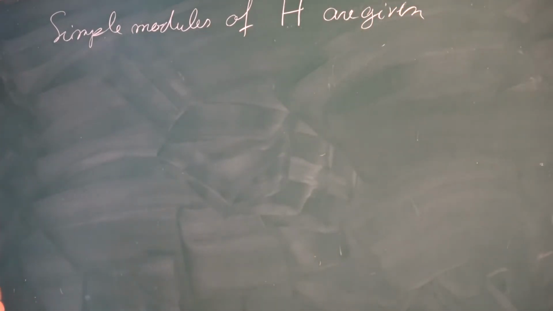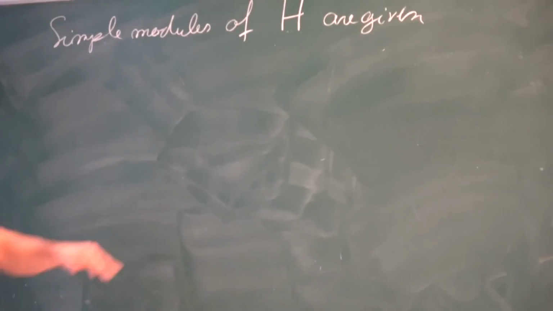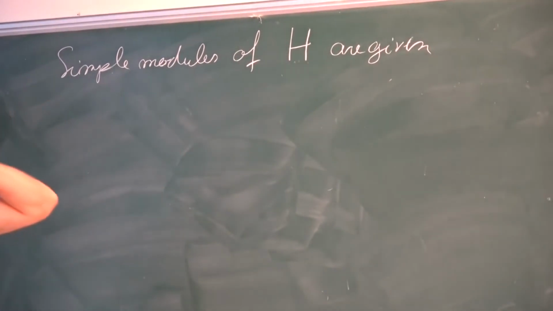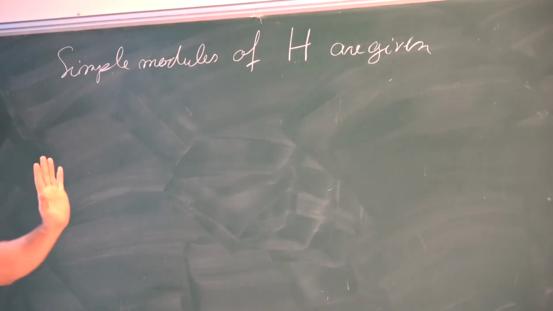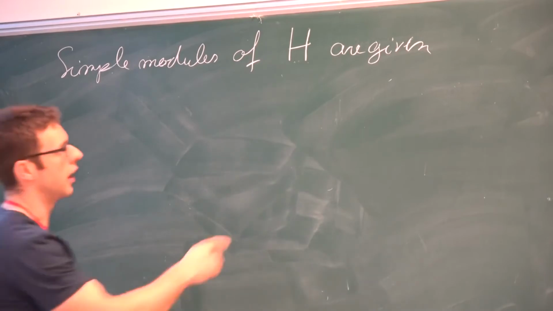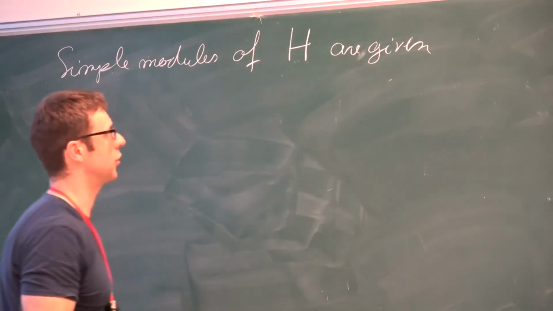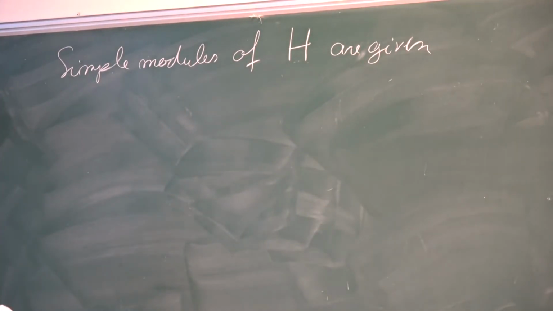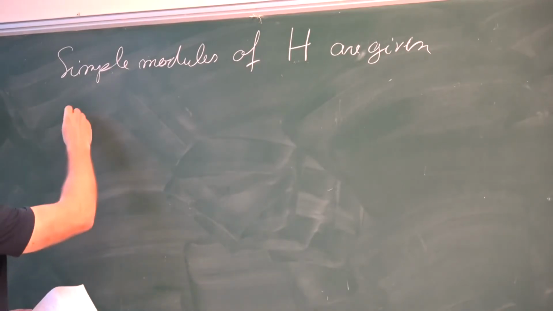So because we're working over the complex numbers, this algebra is actually semi-simple. In positive characteristic, it's more complicated, but still the same idea somehow works and gives everything. But here it's rather straightforward. So H is semi-simple, and the simple modules are given by the Specht modules.